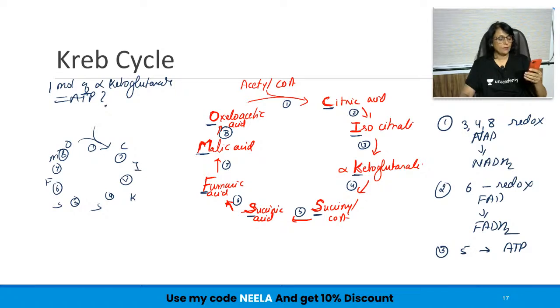Are you still calculating? You have one molecule of alpha ketoglutarate. How many ATPs will you get in the Krebs cycle? Hiren has written 12. Do others think that this answer is correct?